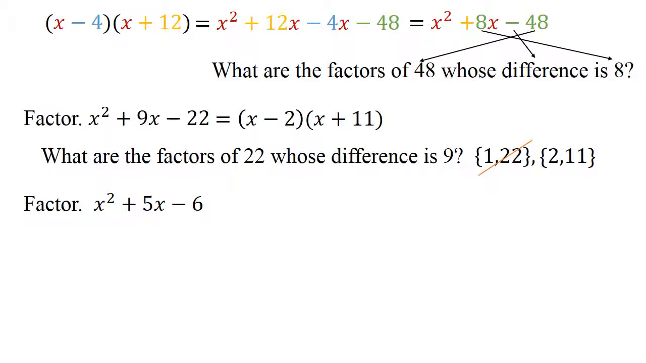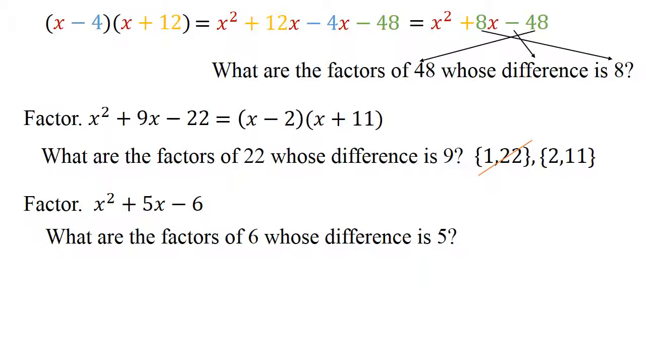So look at this. Let's factor x squared plus 5x minus 6. So I'm going to ask myself, what are the factors of 6 that are different by 5? And so the factors of 6, 1 and 6, 2 and 3. Well, 2 and 3 are different by 1. 1 and 6 are different by 5. And again, I notice that's a positive 5. So the larger of the 1 and the 6 has to be positive. So the 6 is positive, the 1 is negative.